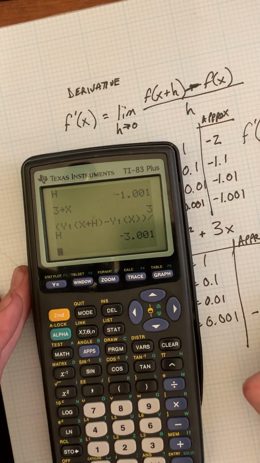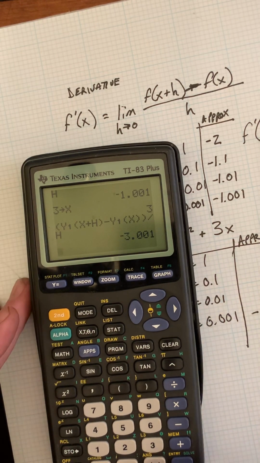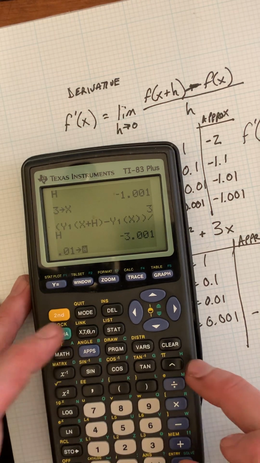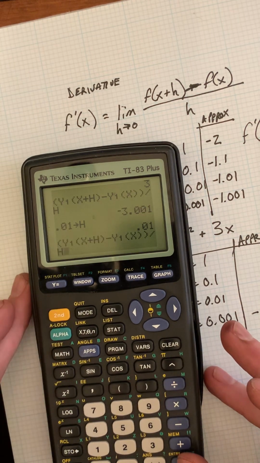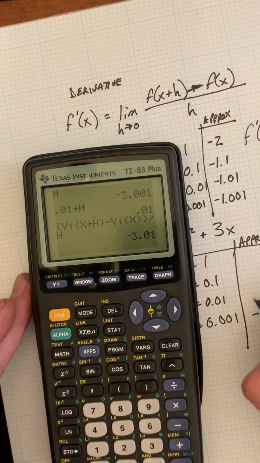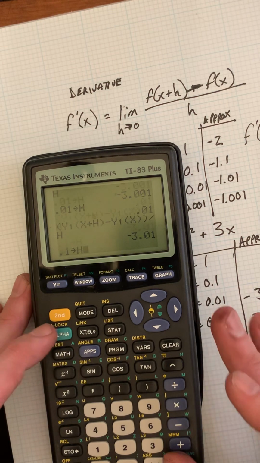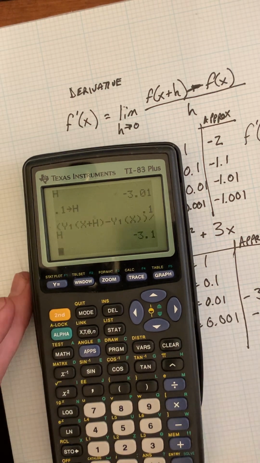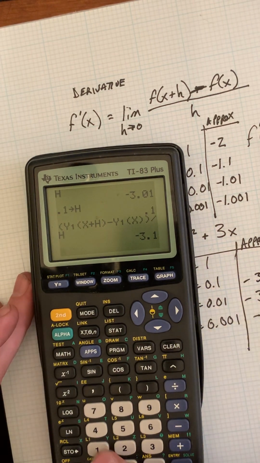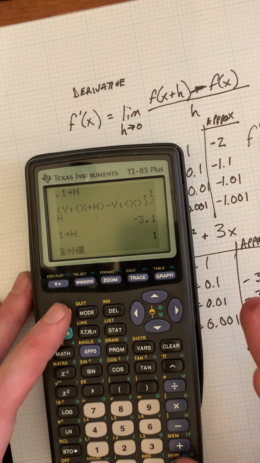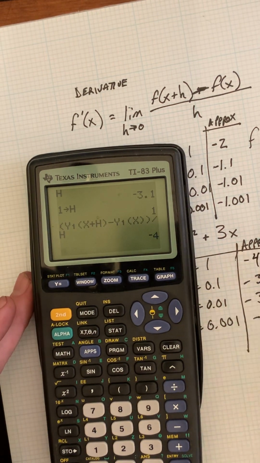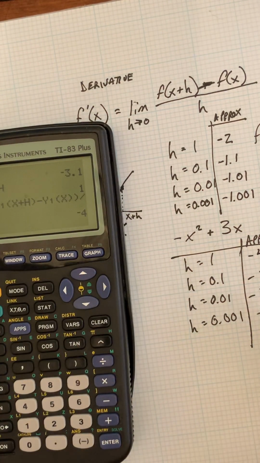We're going to get negative 3.001. We do 0.01 for h. Second entry twice, bring that in. Get negative 3.01, 0.1 for h, negative 3.1, and then 1 for h, negative 4. So it seems like as h gets smaller and smaller, closer and closer to 0, f prime of 3 is equal to negative 3.